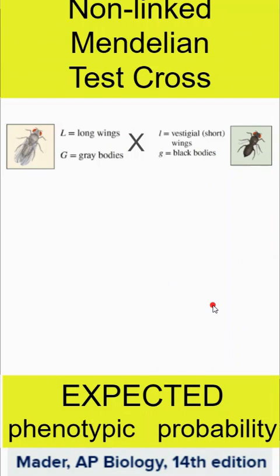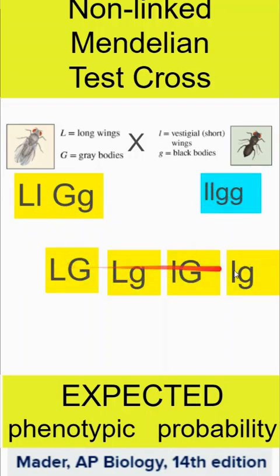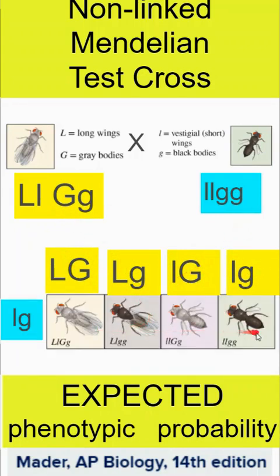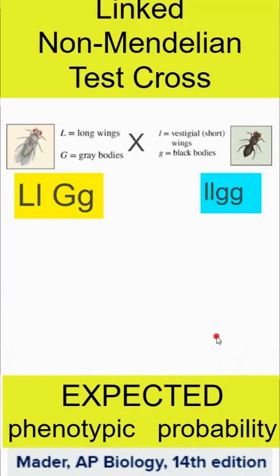So again, when we start looking at this, we can also look at test crosses. So non-linked test crosses, if we had this F1 heterozygous crossed with the homozygous recessive, we would end up with these possible gametes, that possible gamete, and these phenotypes expected for Mendelian test crosses.